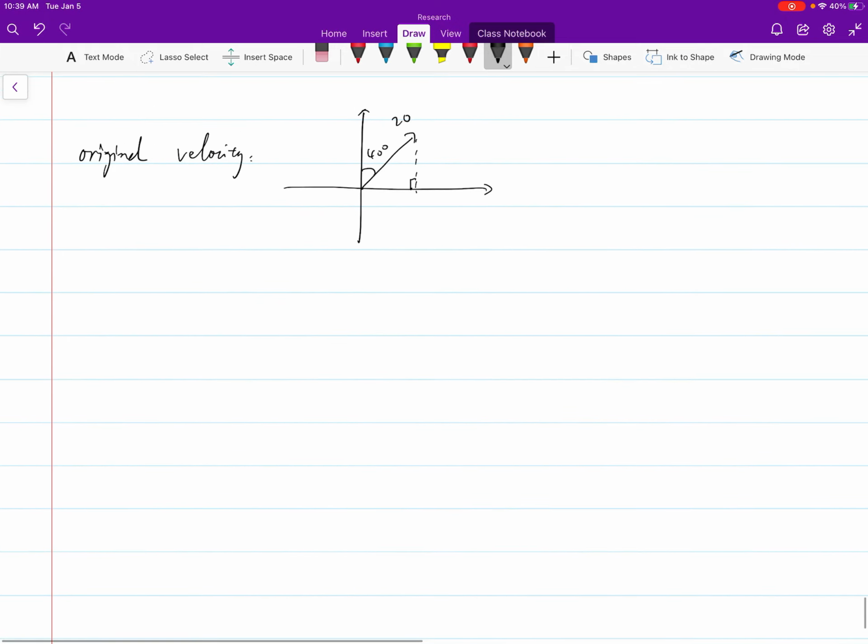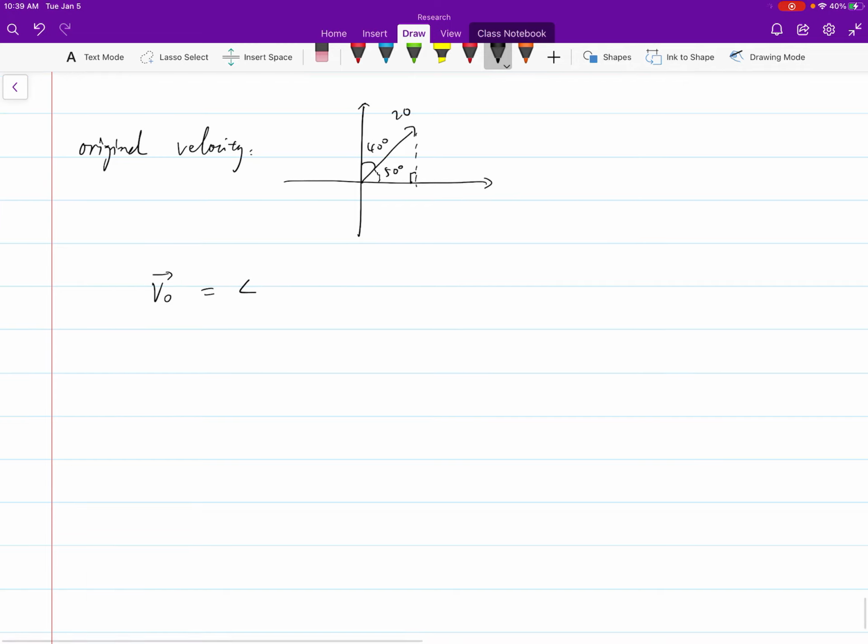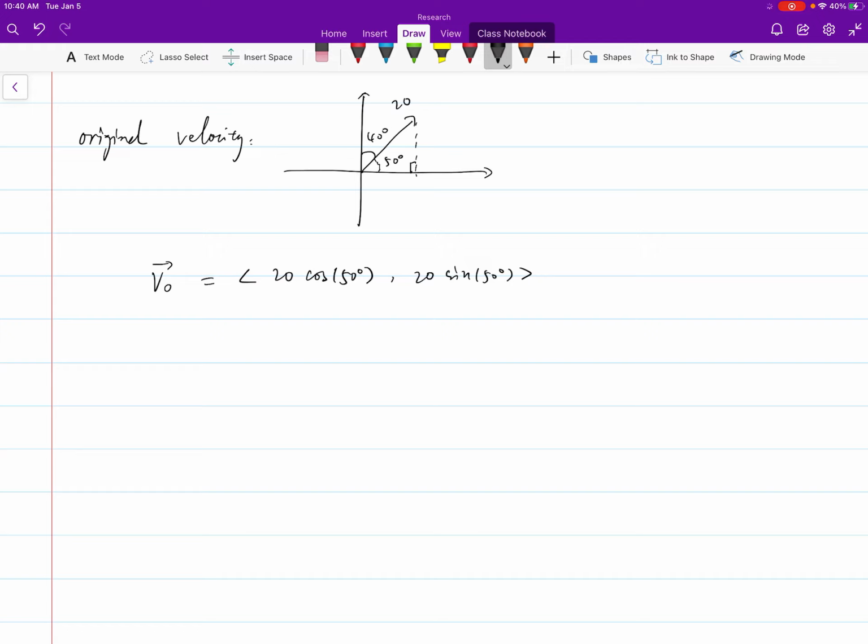And 20 miles per hour, that's where we apply the horizontal and the vertical component. Remember, we need this angle, not the 41. So this original velocity, let's call it V naught. It's going to be 20 times cosine 50 degrees, 20 sine 50 degrees.